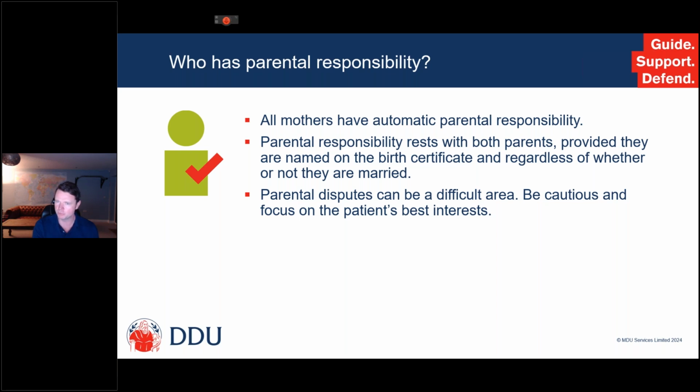Parental responsibility rests with both parents, provided they're named on the birth certificate, and regardless of whether or not they are married. But the reality is that parental disputes can come in various shapes and sizes, in the form of complaints and disputing parents requesting copies of clinical records, in the context of a dispute, to establish what happened and when, and who's been bringing the child to appointments, and this can be a very contentious area. And so my advice would be, if you're ever faced with a situation like this, either through a complaint or a request for records, get advice from us, because they can be tricky and very sensitive areas.